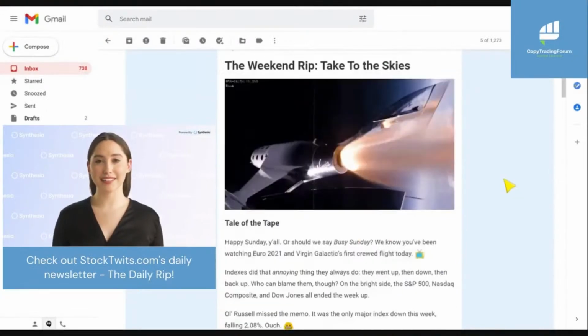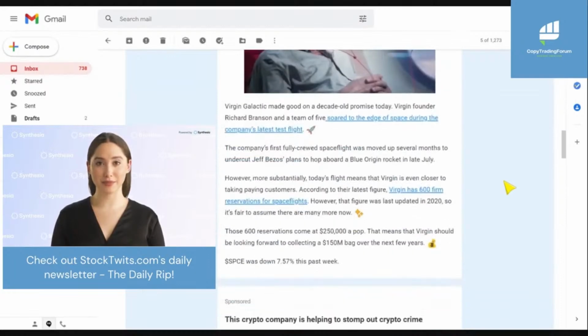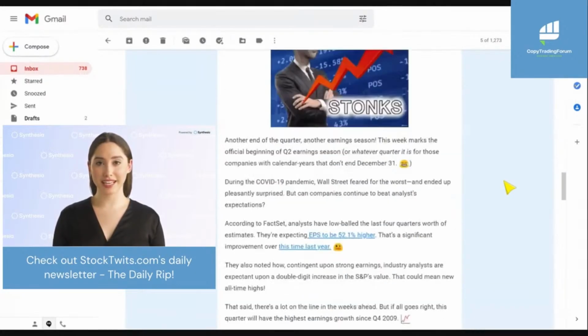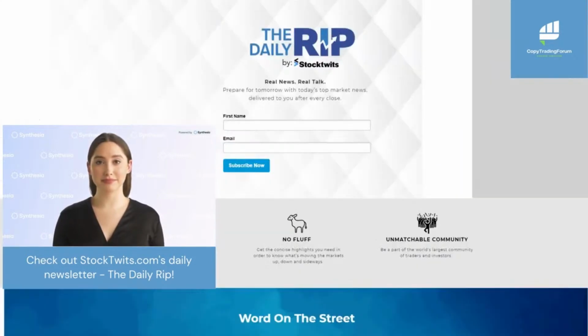Another favorite of mine is the daily email newsletter from stocktwits.com, which contains some of the most important stock trading news of the day in an entertaining and easy-to-read format. You can sign up for the StockTwits Daily Rip newsletter by searching Google for the sign up page or by creating a StockTwits account. It's like the Twitter of the stock market world.